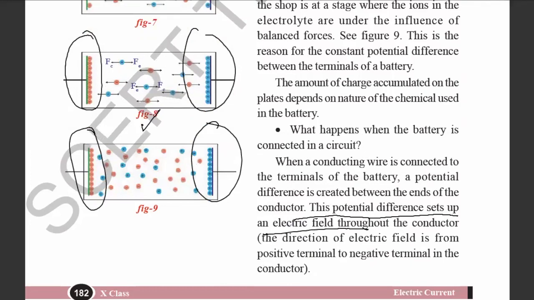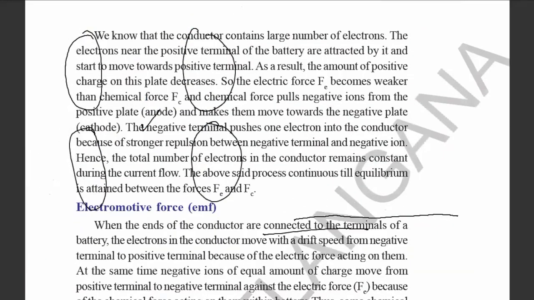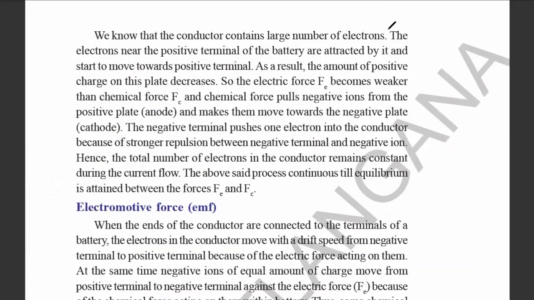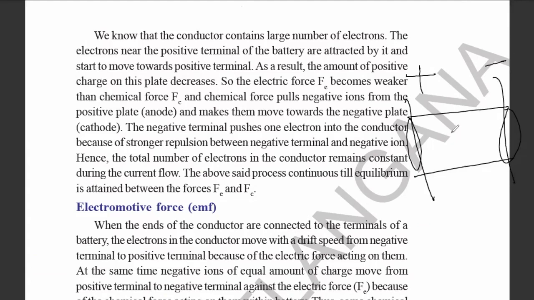This potential difference sets up an electric field through the conductor. Already we discussed, the direction of the electric field is from positive terminal to negative terminal. We know that the conductor contains a large number of electrons. This is positive and this is negative. The electrons near the positive terminal of the battery are attracted by it and start moving towards the positive terminal.